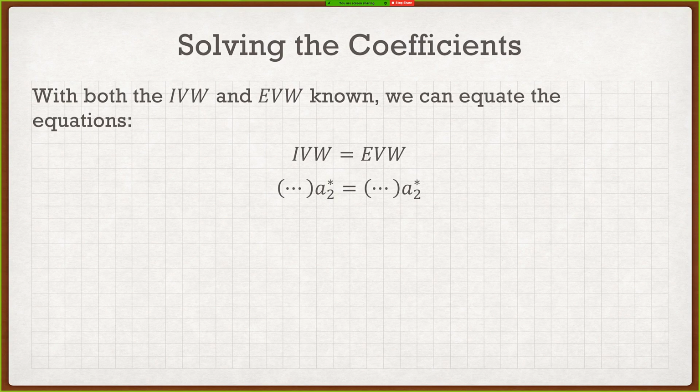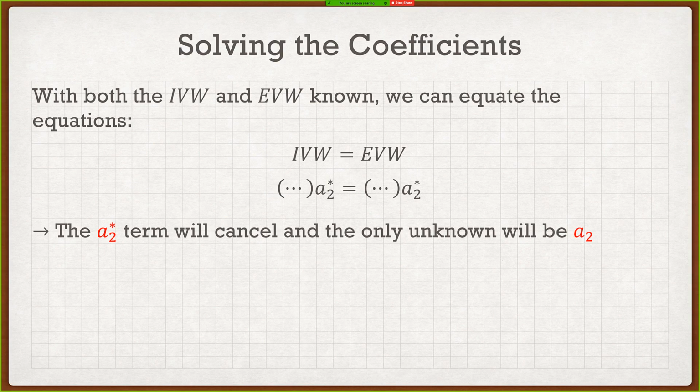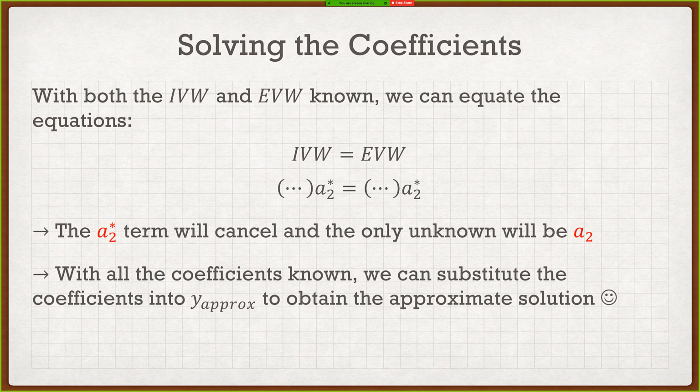Well, if I have A2 star on both sides, of course, A2 star is going to cancel. Therefore, I'm going to have something, something, something is equal to something, something, something. And the only unknown in there will actually be A2. Therefore, we can actually solve for what A2 is. And once we know what A2 is, we know what A0 is, A1 as well as A2. All we have to do is substitute our coefficients into our original approximation equation, and we have our approximate solution.